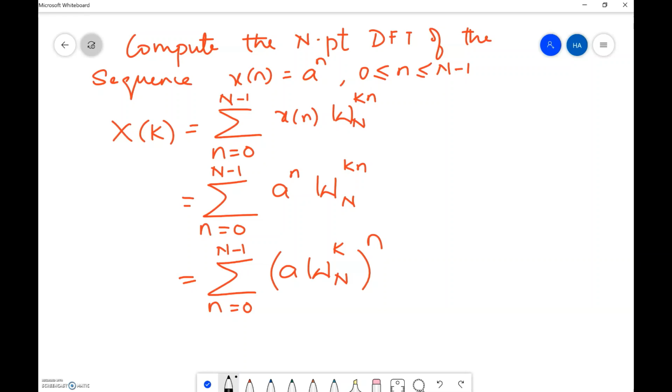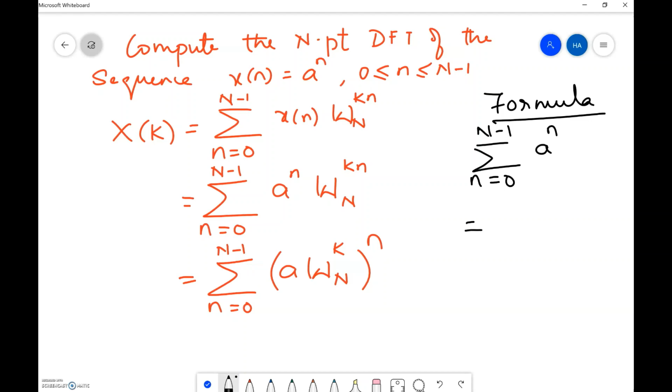Now, an important formula which you can remember to solve such problems is summation n equals 0 to N minus 1 a to the power n. What is the value of this summation? It is 1 minus a to the power capital N divided by 1 minus a, provided a is not equal to 1. Because if a becomes equal to 1, then the value of the summation becomes infinity.